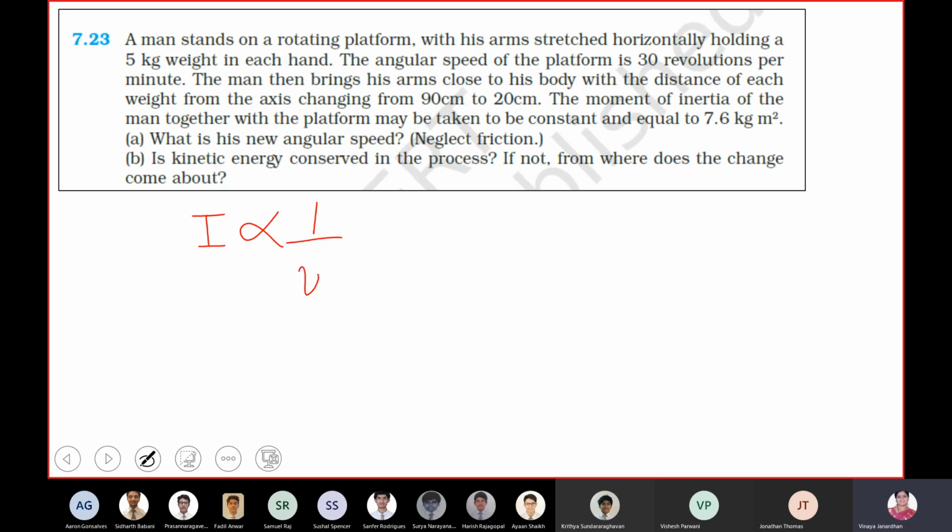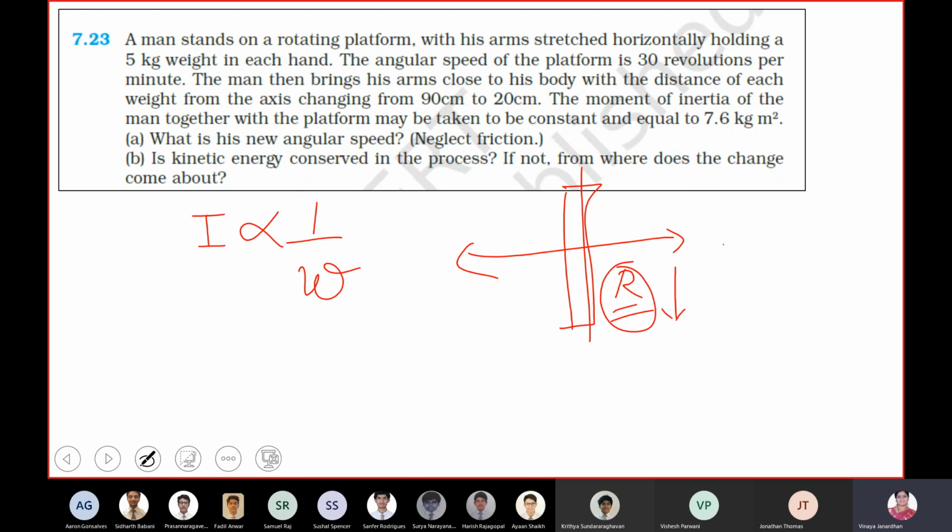I is inversely proportional to omega. When you bring your hands closer to your body, the distribution of mass from the axis of rotation, that is R, is going to decrease. If R is decreasing, I also will decrease. When I decreases, omega will increase. That is why when you're sitting on a rotating table and you bring your arms closer, you will rotate with the greatest speed.